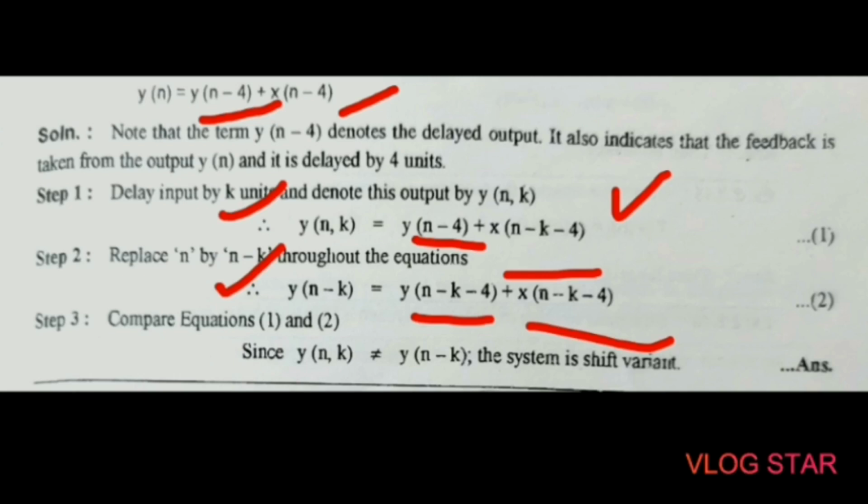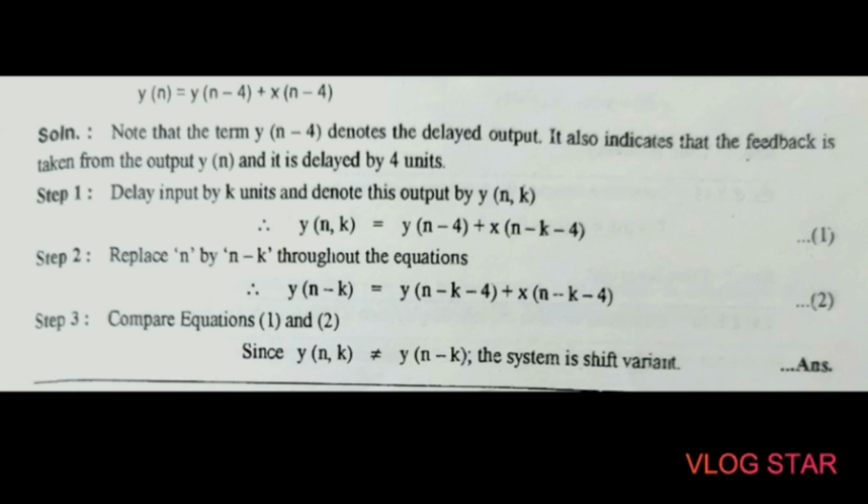Okay, so again we will compare here equation number 1 and equation number 2, and after comparison we will get here y of n comma k is not equal to y of n minus k. Hence the system is shift variant.